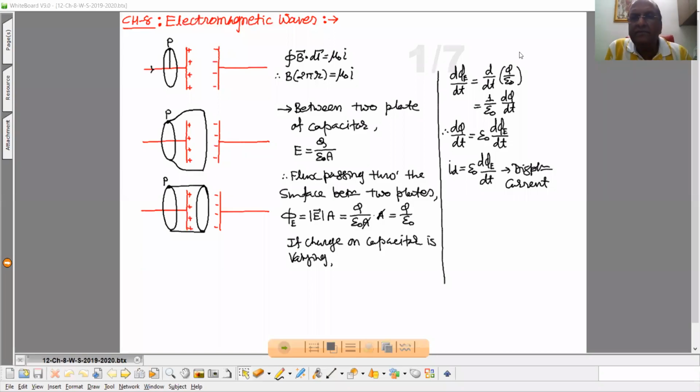Chapter 8, Electromagnetic Waves. Now see, we already studied Ampere's circuital law, Gauss's law for electricity, Gauss's law for magnetism, right? All these things we studied.